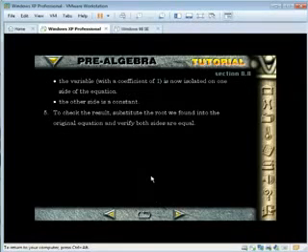The variable with a coefficient of 1 is now isolated on one side of the equation. The other side is a constant. 5. To check the result, substitute the root we found into the original equation and verify both sides are equal.